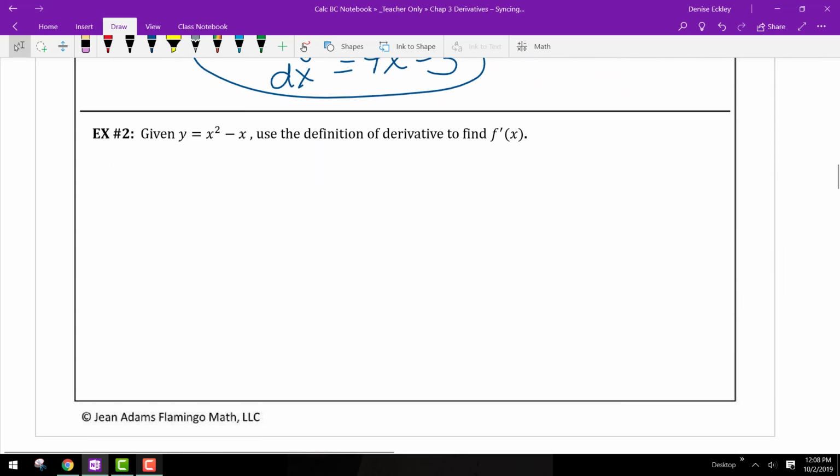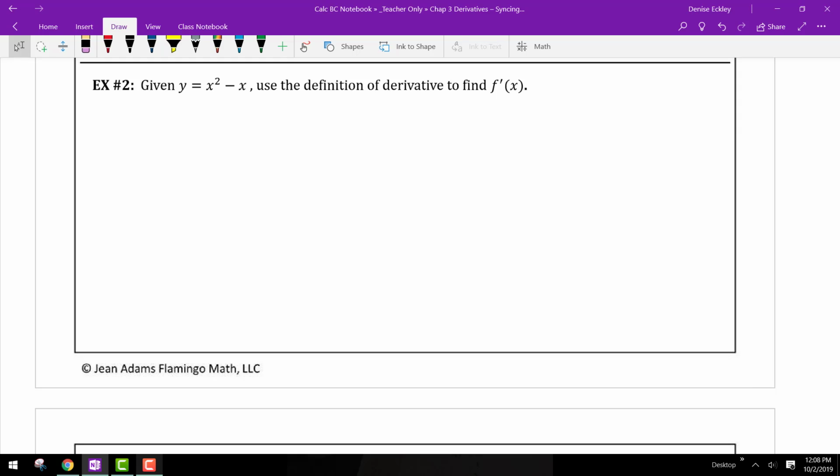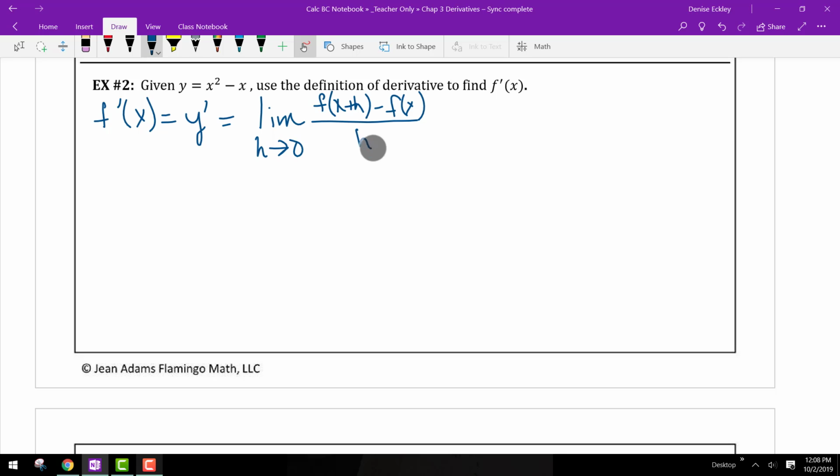Okay, now example 2, we're given y equals x squared minus x. Use the definition of the derivative again to find f prime of x. So what we have is that f prime of x is the same as saying y prime, and we're going to use the definition of the derivative. So we're going to do the limit as h approaches 0 of f of x plus h minus f of x all over h.